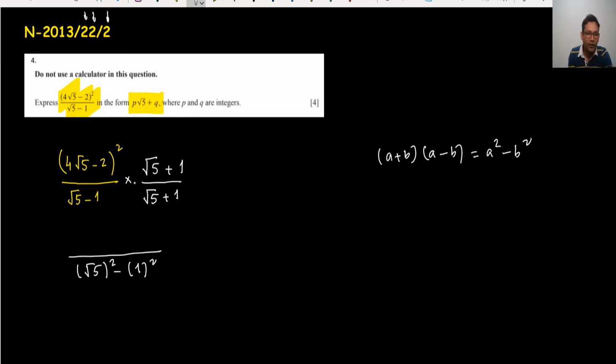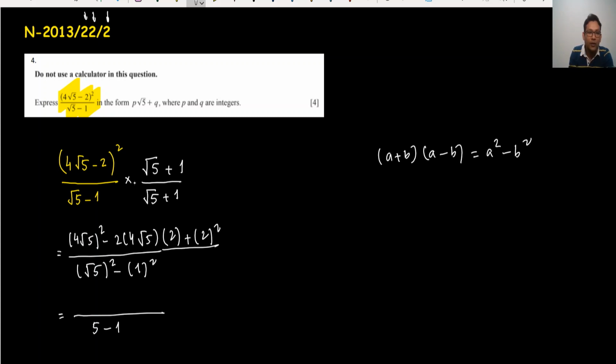Now in the denominator, you can observe there is no under root value. Under root 5 whole square is only 5, and 1, so it's coming 4. We do not need the denominator here. Now we have to expand this by using the formula: a square minus 2ab plus b square. This is the expansion first. Now I have to copy this, under root 5 plus 1.